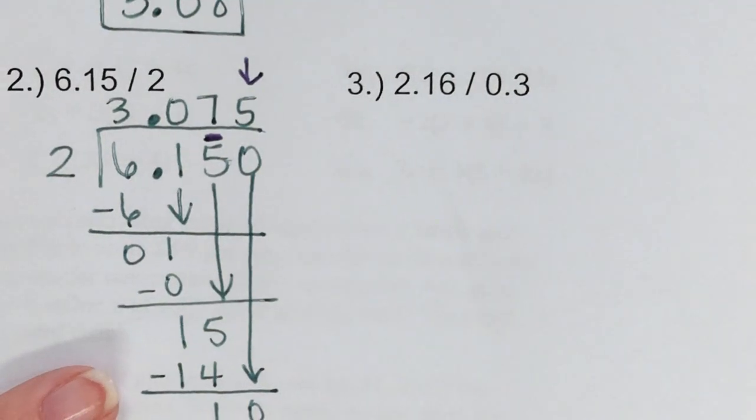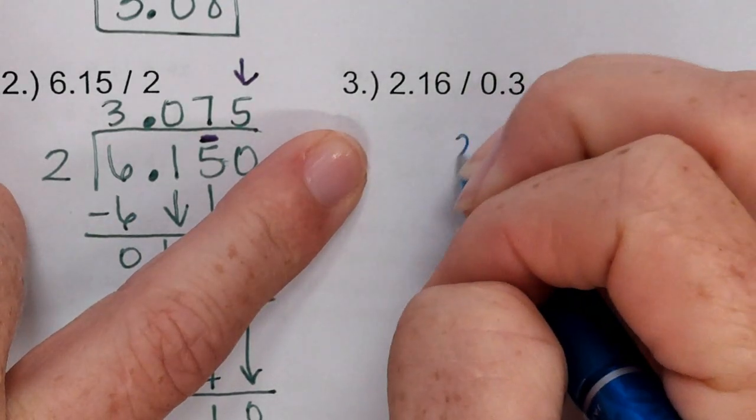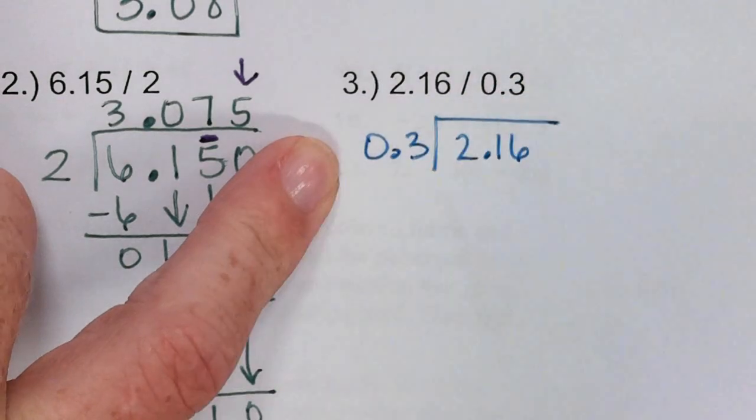Now, this one is a little different. Who can tell me why? Because the outside number has a decimal. Now, I don't like my problem not looking perfectly beautiful. So I'm going to write it, I'm going to move my decimals, and then I'm going to rewrite it and look nice and neat. That's just me. So I'm going to say 2.16 goes on the inside and 0.3 goes on the outside.